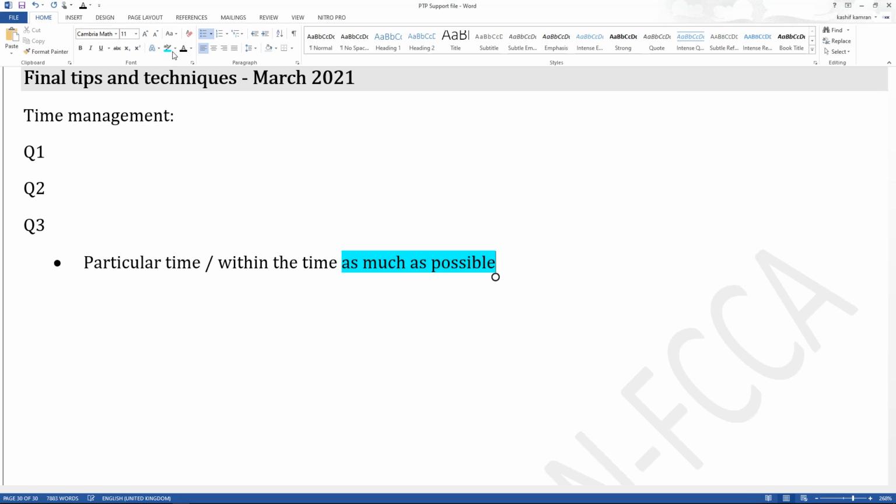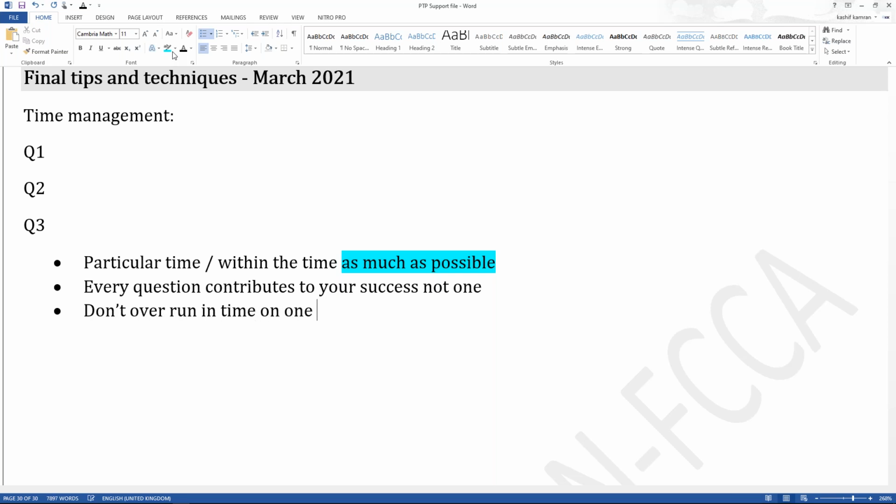Do you believe every question contributes to your success? Every question contributes to your success. Not one, not one. Don't overrun in time on one question.